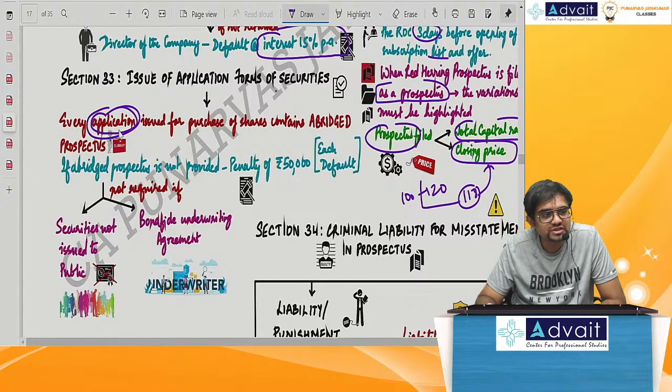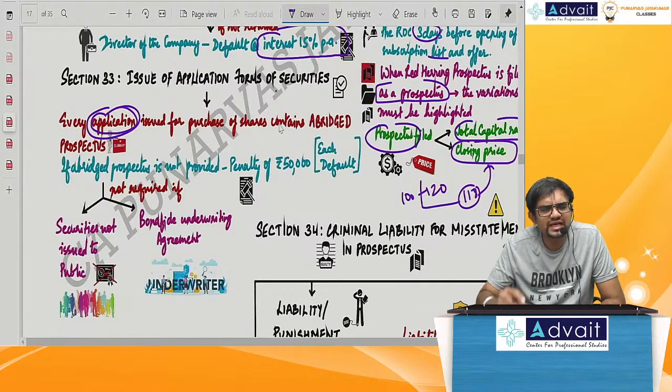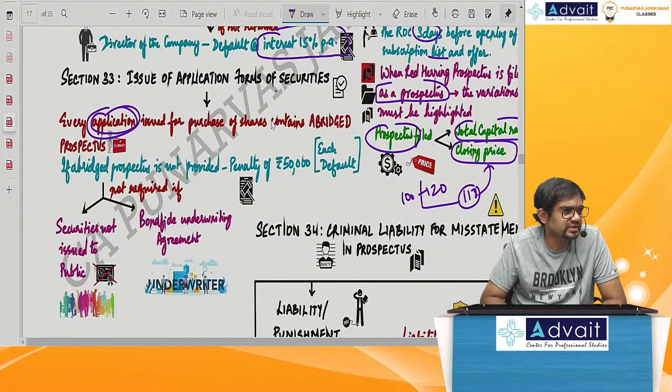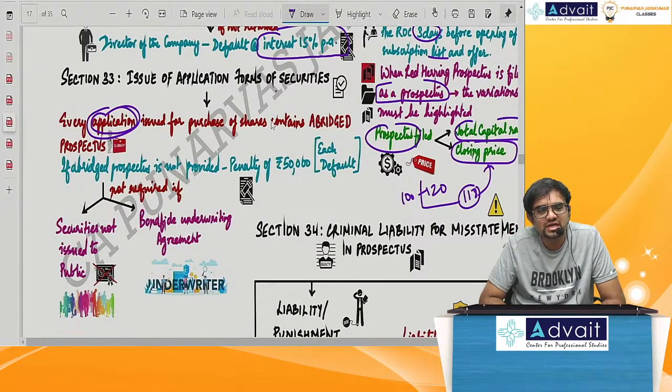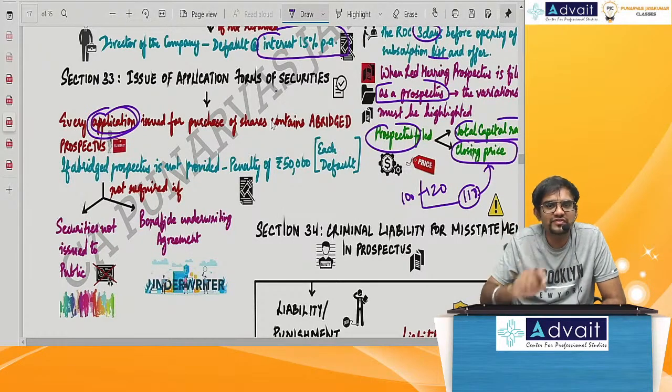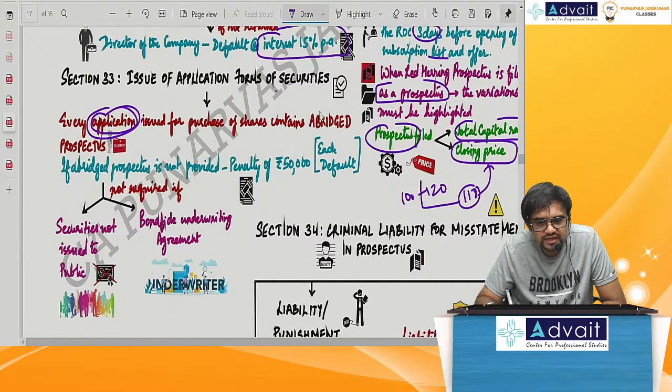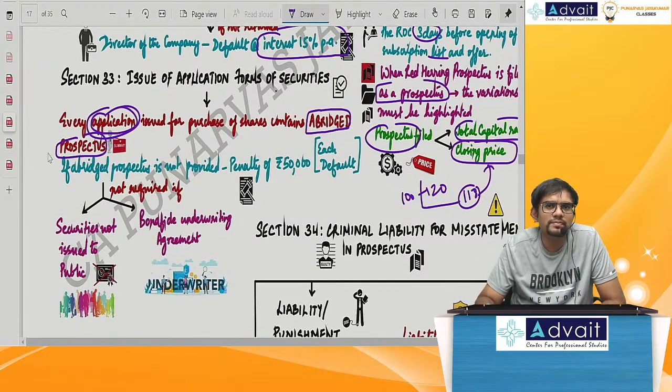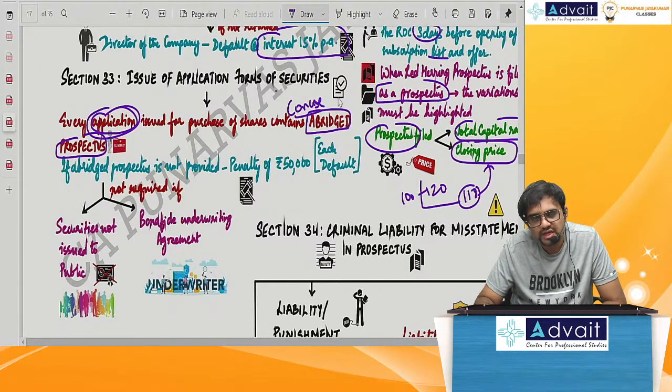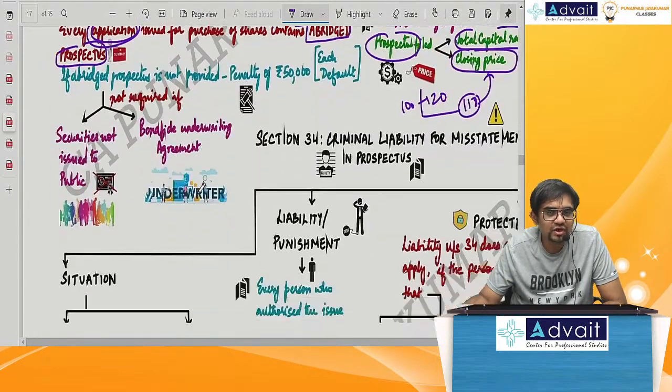When the company issues the application, they should ensure that they give me the salient features of the prospectus. Generally the prospectus will be 400, 500, 600 pages, but they need to give me the salient, important features. That is called the abridged prospectus. Abridged means concise. If the abridged prospectus is not provided, then there will be a penalty of around 50,000 rupees.